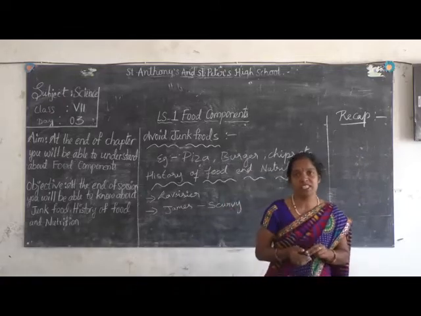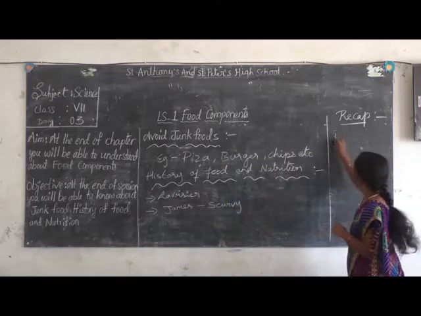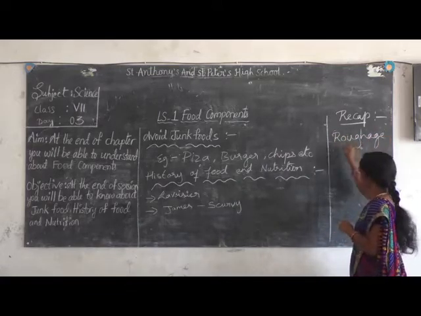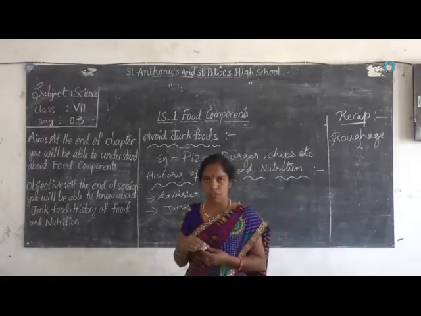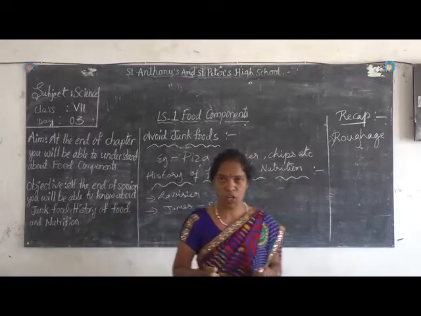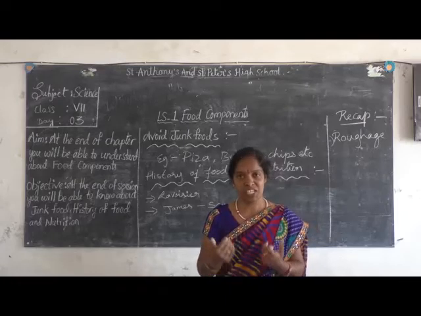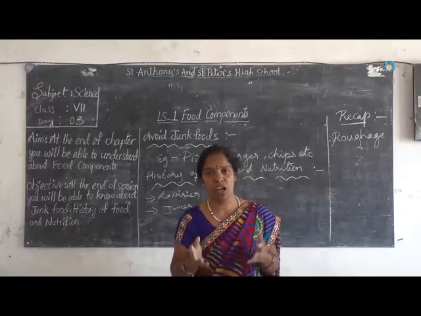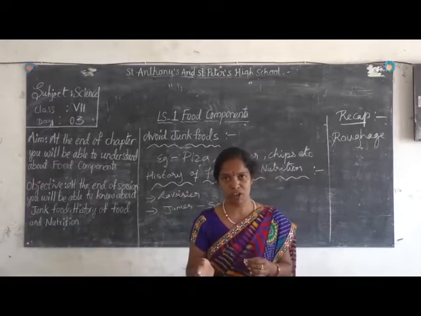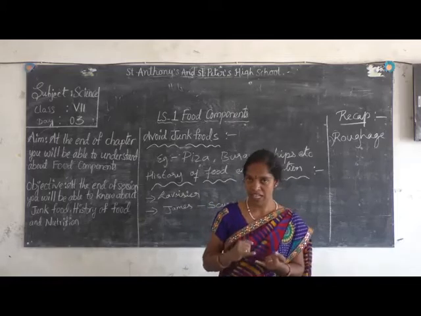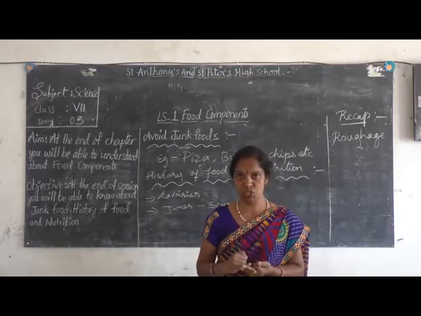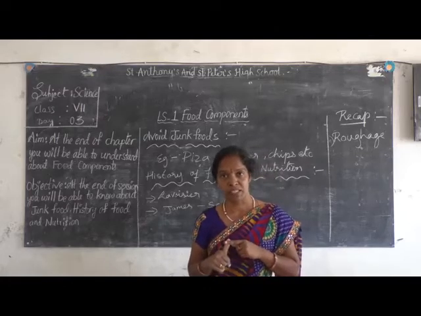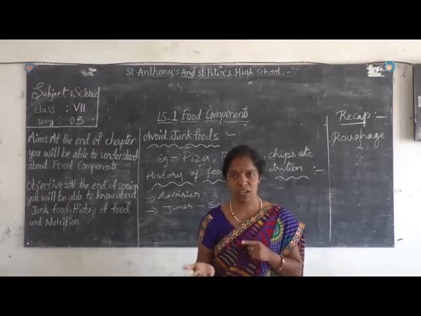In next class we discussed about the roughage. What is roughage? It's a kind of carbohydrate which is not digested in our digestive system, so that it helps in preventing the constipation. What are the examples of roughages? Lady's finger, sweet potato, bunch beans, palak, papaya, peas. These are the various examples of the roughages.